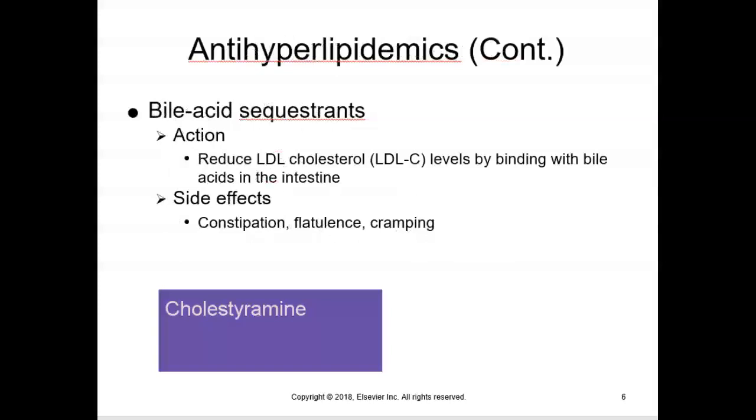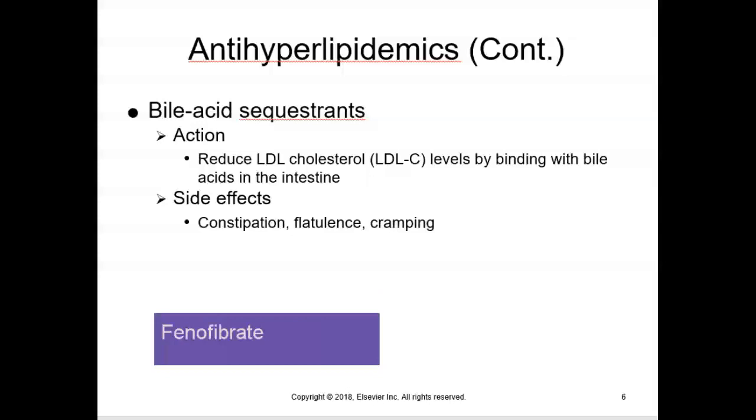Cholestyramine is your prototype bile acid sequestrant that you need to be familiar with. Bile acid sequestrants work by reducing LDL levels by binding with bile acids in the intestines. Side effects include constipation, flatulence, and cramping.